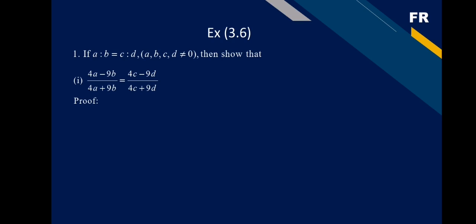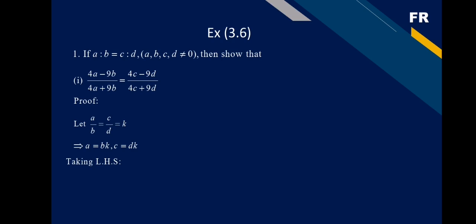Exercise number 3.6 includes: if A ratio B is equal to C ratio D. Since you can observe that A ratio B is equal to C ratio D is given to us, we will have to prove this one: 4A minus 9B by 4A plus 9B is equal to 4C minus 9D by 4C plus 9D. For this we first write let A by B is equal to C by D is equal to K. Since we have been given that A by B is equal to C by D, they must be equal to some same constant. Here we suppose both of them are equal to some constant K, which gives us that A is equal to BK and C is equal to DK.